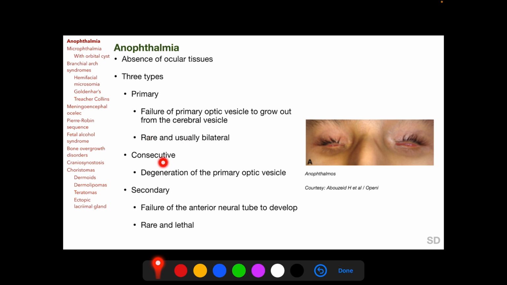Consecutive anophthalmia is defined as degeneration of the primary optic vesicle after its development, and secondary anophthalmia is a failure of the anterior neural tube to develop. And since the neural tube is involved here, secondary anophthalmia is associated with lethal neurologic abnormalities.